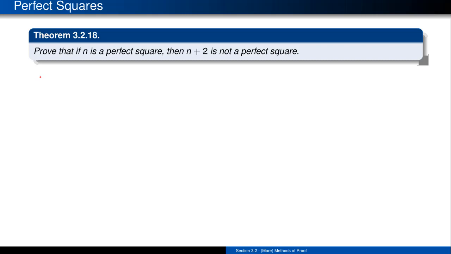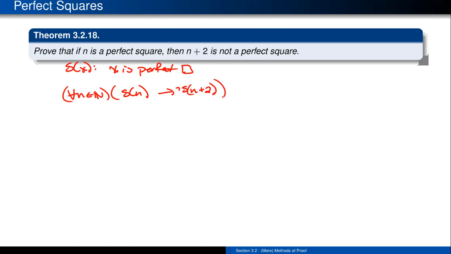First off, I want to think about what this statement actually looks like in symbols. I'm going to introduce some terminology: S of x is the phrase that x is a perfect square. A perfect square. Yay. A terribly drawn square. Okay, so my original statement is of the form: for all n, in this case, let's just take positive integers, if n is a perfect square, then the thing that is 2 more than it, that is n plus 2, is not a perfect square. So that's my original phrase.